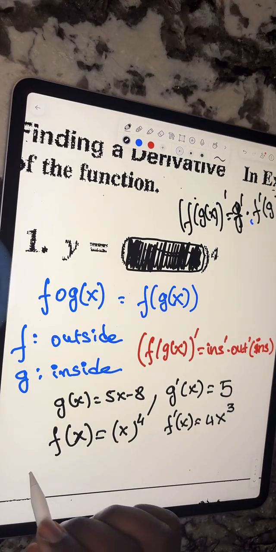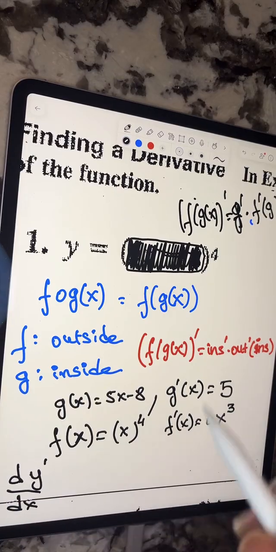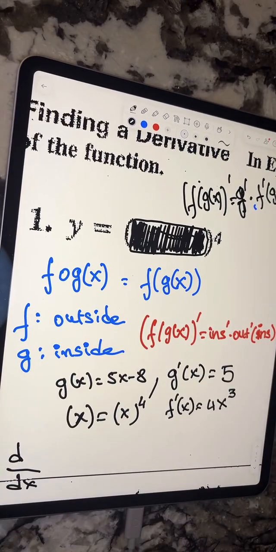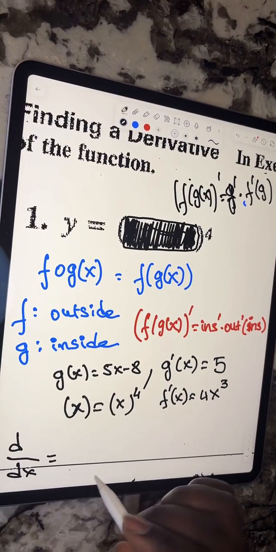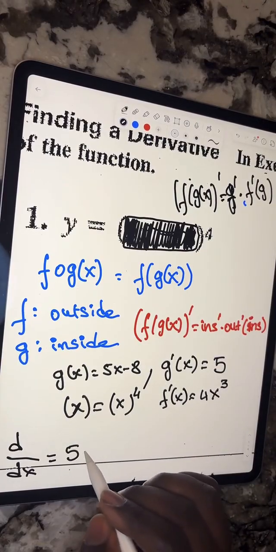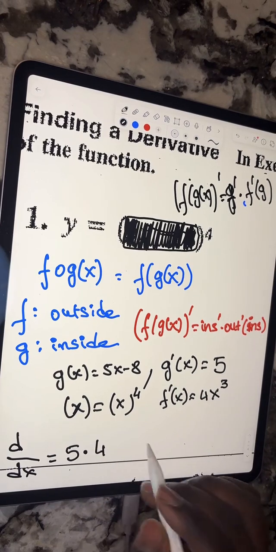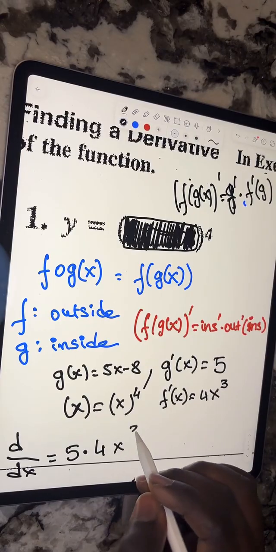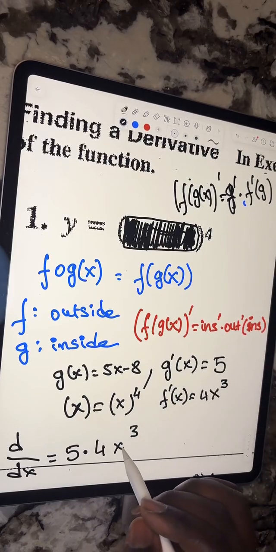So now here, y prime, or dy over dx. Let's write dy over dx here. We're looking for the derivative. So here the derivative is going to be the derivative of the inside, g prime. What is g prime? G prime is 5 times f prime. F prime is 4x cubed. But it's supposed to be f prime of g of x. So instead of having x, I'm going to have g of x.